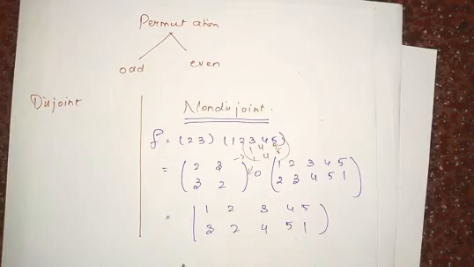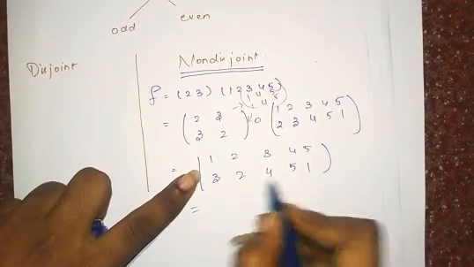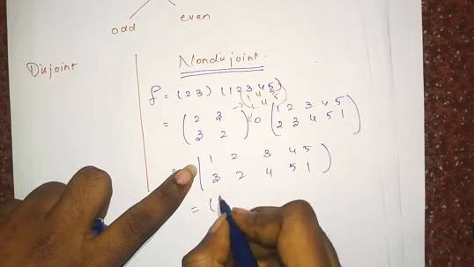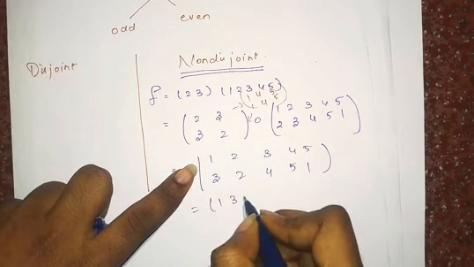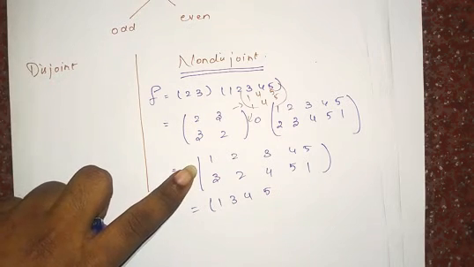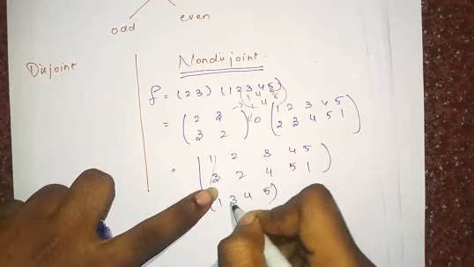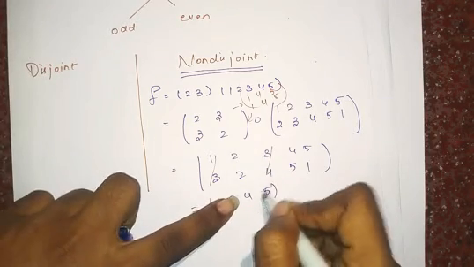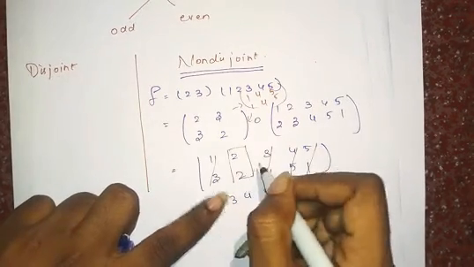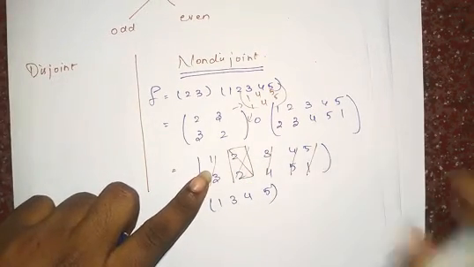Now we will write the shortcut form of this: 1, 3, 3 is mapped to 4, 4 to 5. That's it. I'll cancel 1, cancel 3, cancel 4 and cancel 5. Since this is an identity mapping, I'll exclude it.